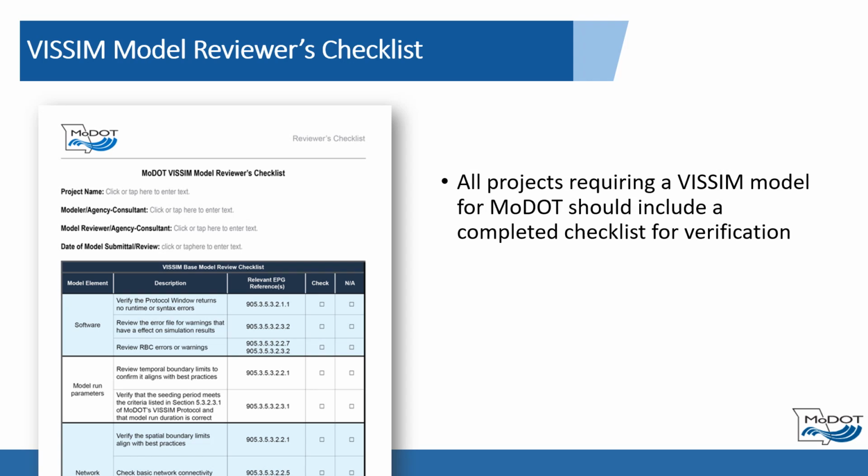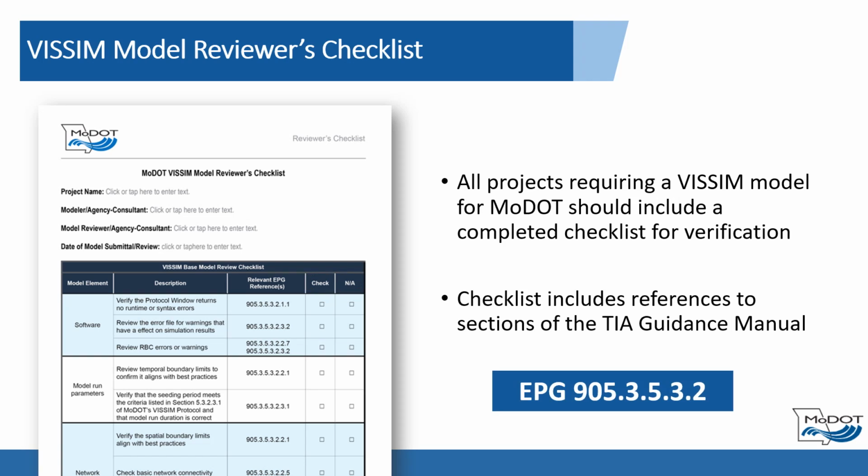Every Vissim model submitted to MoDOT will be reviewed by a member of MoDOT staff using MoDOT's Vissim Model Reviewers checklist. When using this checklist to review a model, a mark in the check column by the reviewer indicates acceptable items. A mark in the NA column indicates that the item does not apply to the model being reviewed. If an item applies to the model being reviewed but is deemed unacceptable or in need of adjustment, both checkboxes for that item should be left blank, and the reviewer should address this issue with that item in their comments at the end of the checklist.